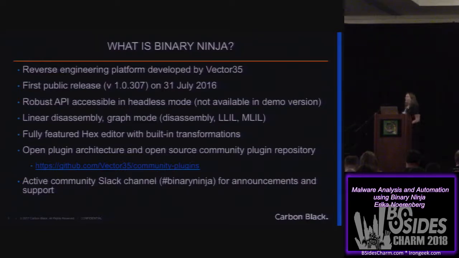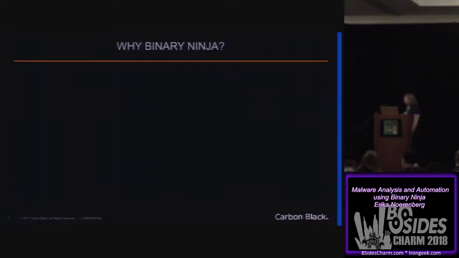There's also a very active community Slack channel, which is just great, even if you just want to hang out. They're just a bunch of great people. It's hashtag Binary Ninja, but they also do announcements and support. Anytime you have a question, you can get an answer pretty much almost immediately from somebody, whether it's one of the Vector35 guys or somebody in the community. A lot of the Trail of Bits people hang out in there as well.